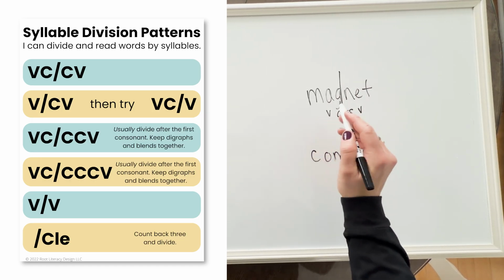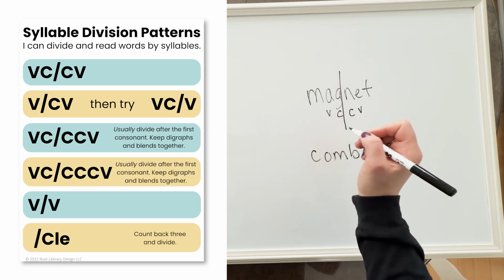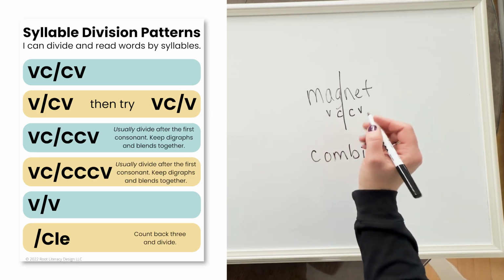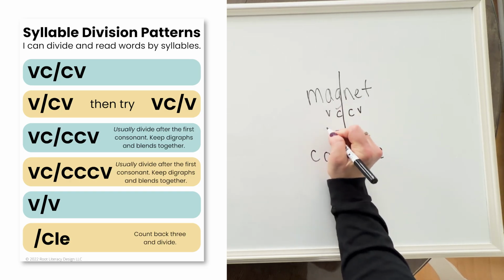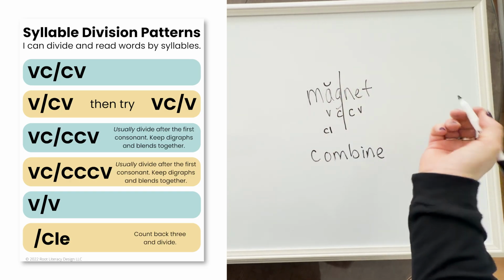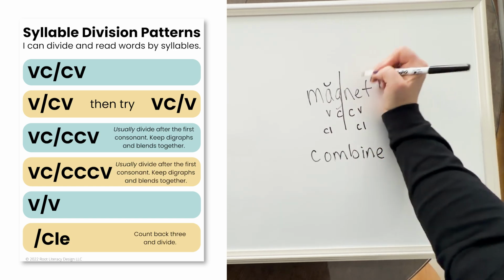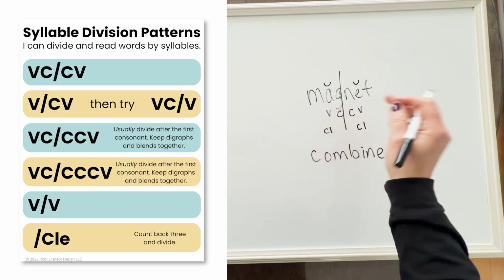Now, this is where the knowledge of syllable types comes in. And again, I'm not explaining this during this video, but we do have another video for that. MAG is closed, so I'm going to mark it CL for closed. A says ah, marking it short. NET is closed. E says eh. Magnet.